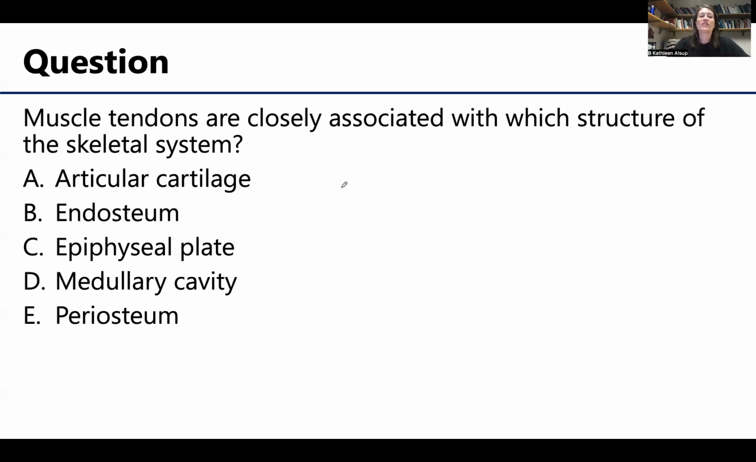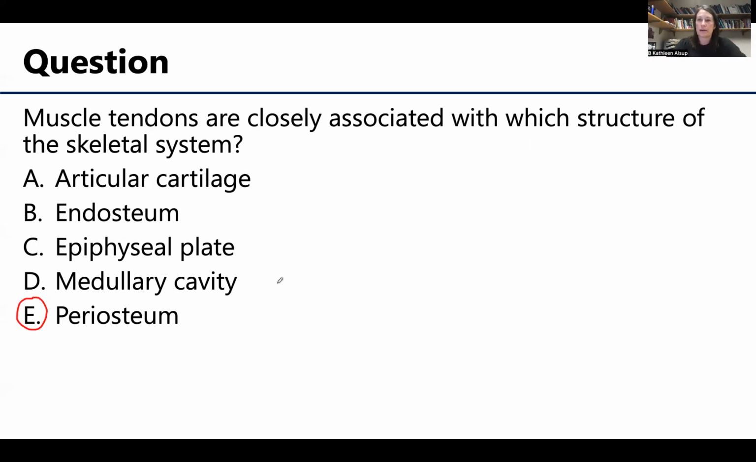All right, excellent. Question time. Muscle tendons are closely associated with which structure of the skeletal system? All right, so look at these answer choices. If you don't get it right off the bat, you can pause and go look back at your notes. And when you're ready, let's discuss how E, the periosteum, is the correct answer.